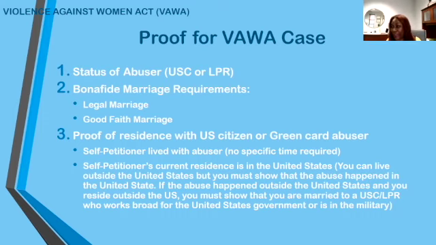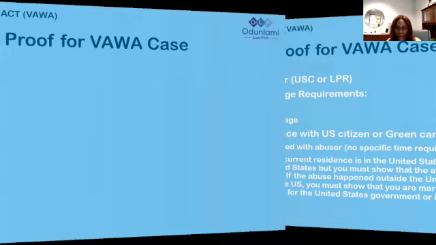There's always an exception in law, right? And as lawyers, we're always looking for that exception. So you have to show that maybe the person works for the government, maybe the person's in the military and is stationed outside. And in that case, it's okay if the abuse happened outside the United States. All right. So let's go back to the next.